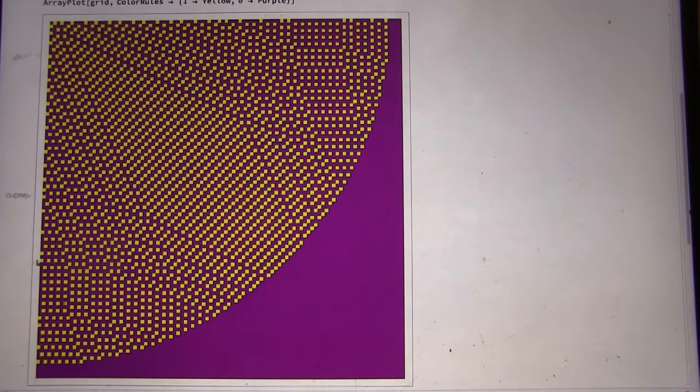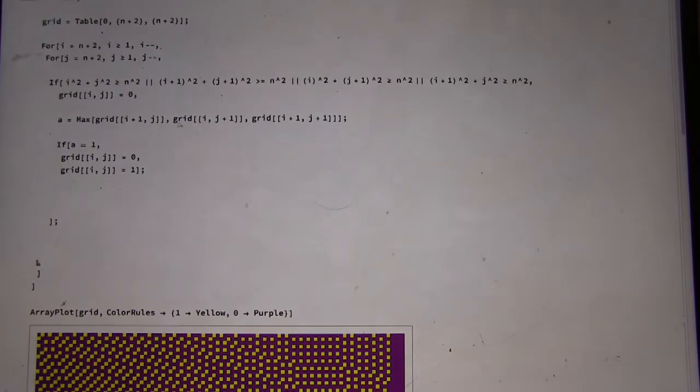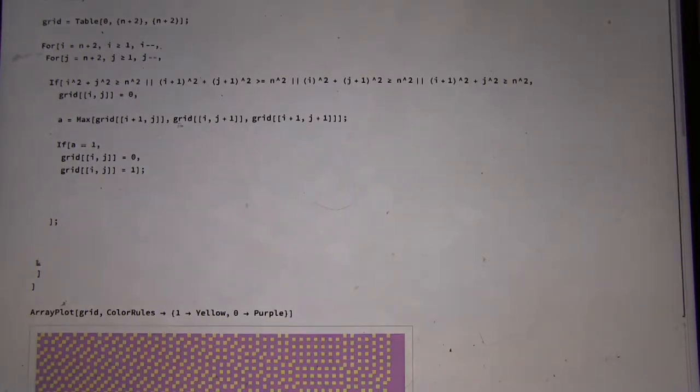So give me another size. Maybe let's go to 1,000. I don't know if you'd be able to see the individual colors at that point. Well, we'll take a look. It's going to take a little bit to run. Why does it take so long at 1,000 compared to 100? Because we're running too many for loops.